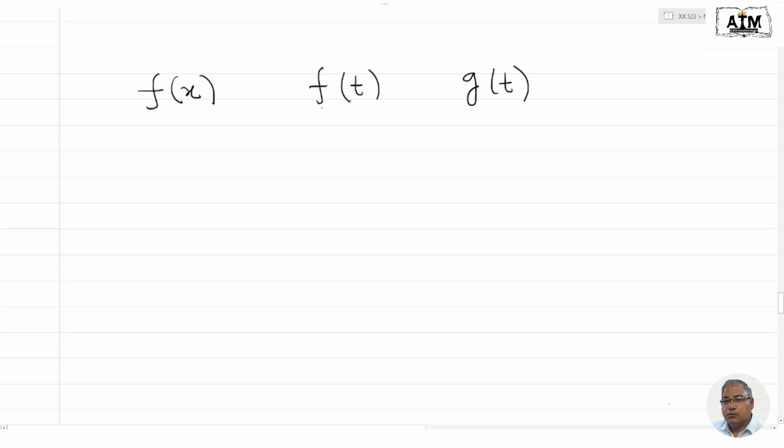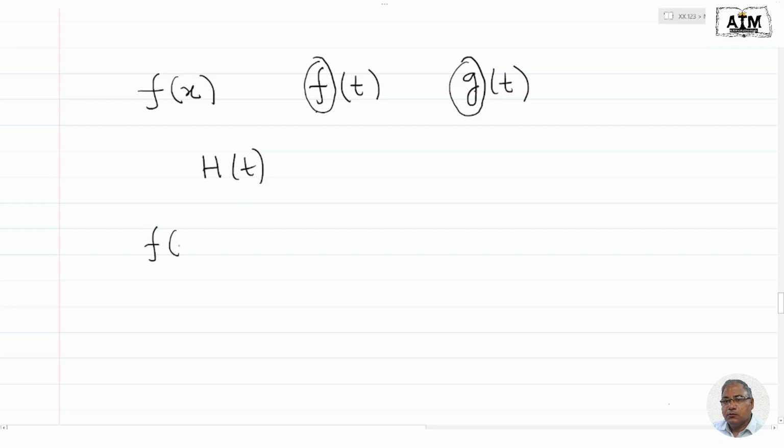F is one type of function. G is another type of function. If you change this alphabet, then it becomes a new function. Like h of t is another function. So here f of t, g of t, h of t, these are the three functions.